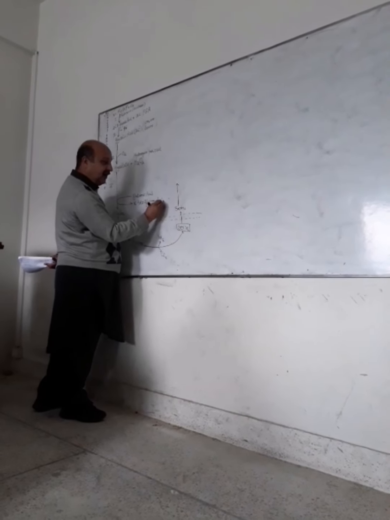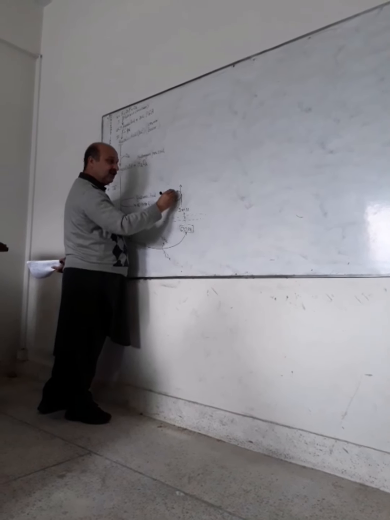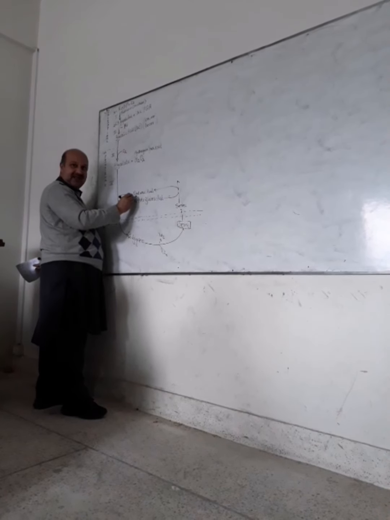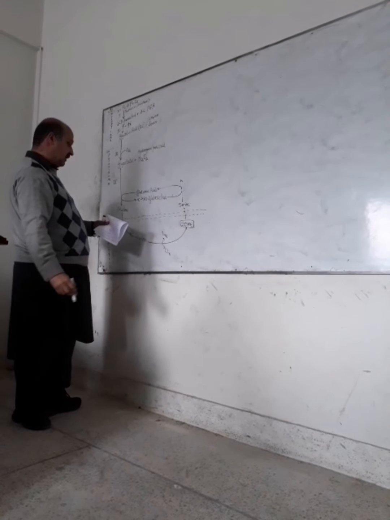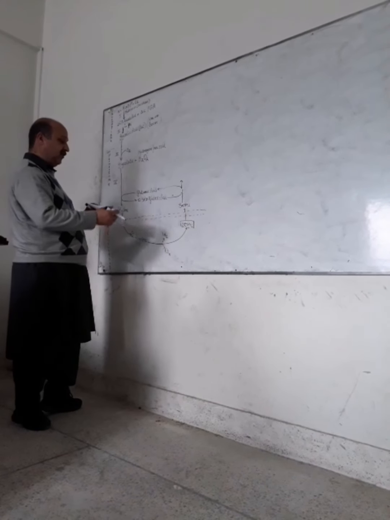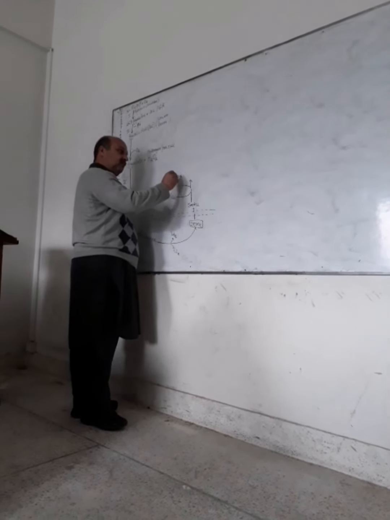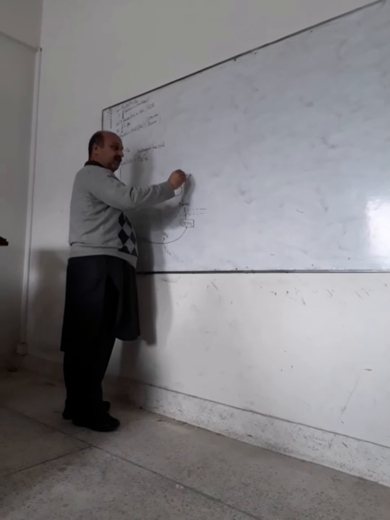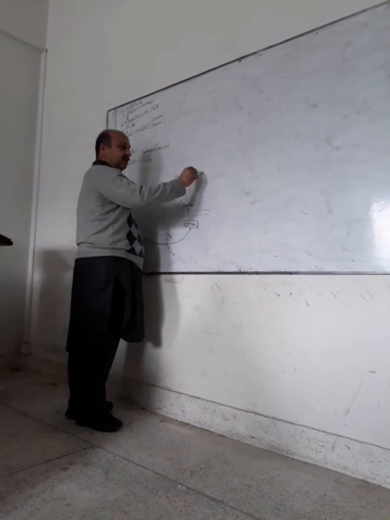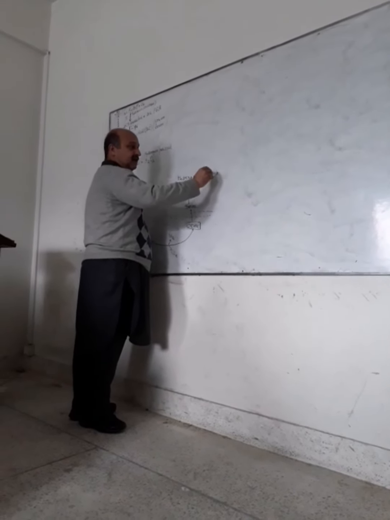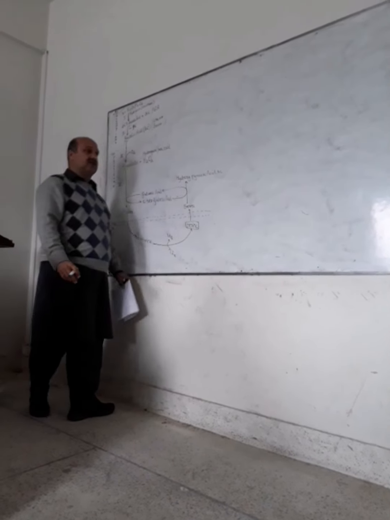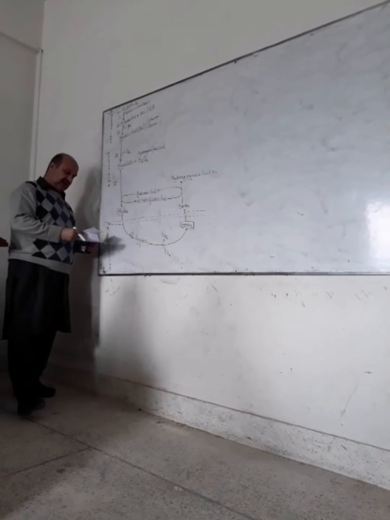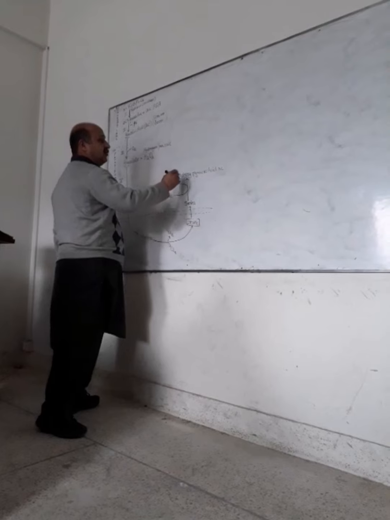Now serine will react with alpha ketoglutaric acid to produce the amino acid glutamic acid, and another substance is produced: hydroxypyruvic acid. This is a 3-carbon hydroxypyruvic acid. This hydroxypyruvic acid is now reduced to glyceric acid.